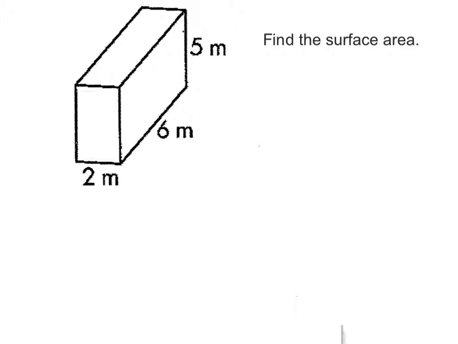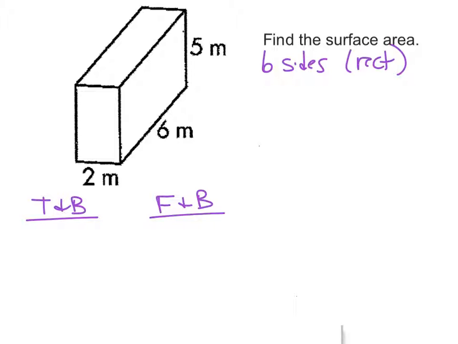Again, we're going to find the surface area, and we can break the surface area down into some different sides. So this is a box, and a box has 6 sides, and all the sides are rectangles. So we have to find the area of 6 rectangles. I'm going to break it down into the top and the bottom, the front and the back, the left and the right.